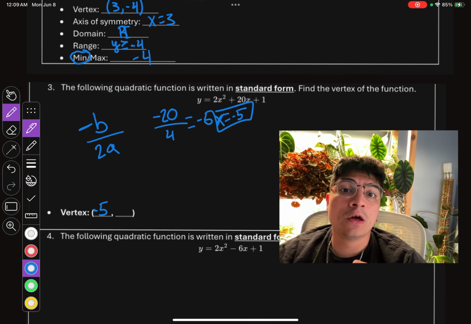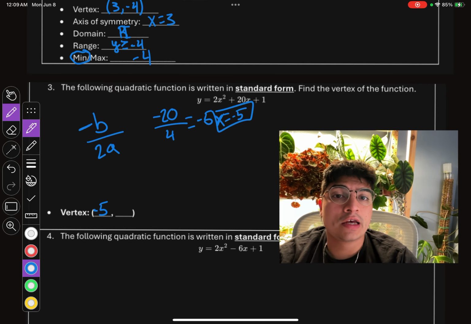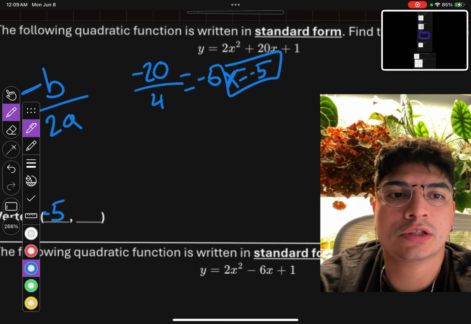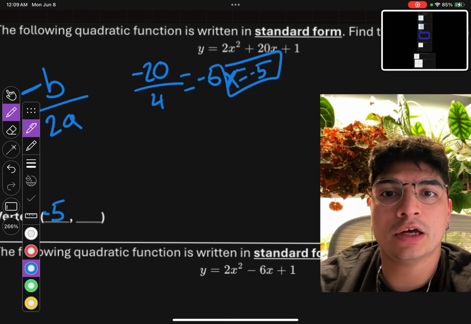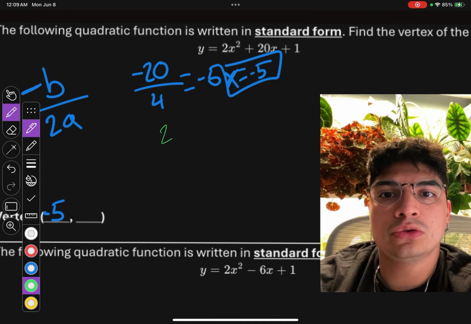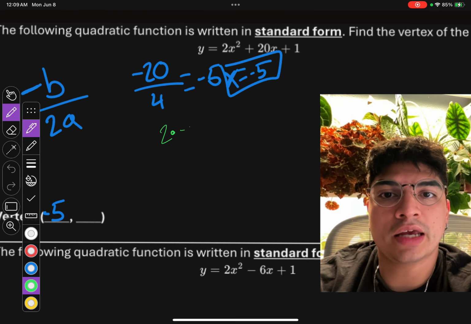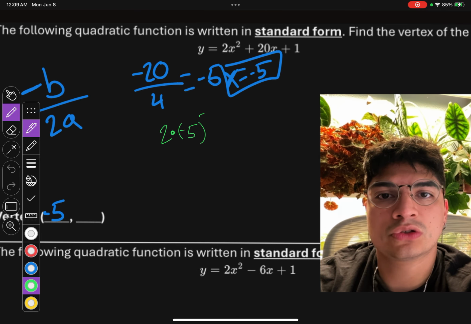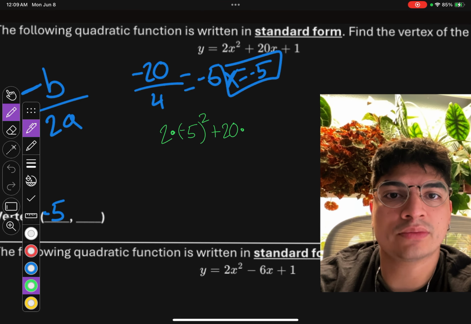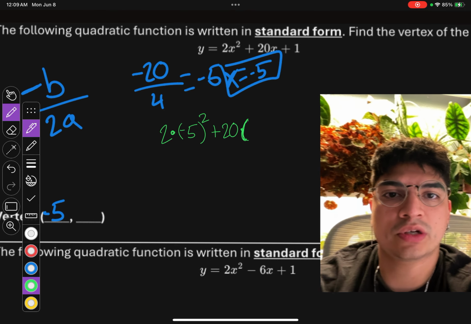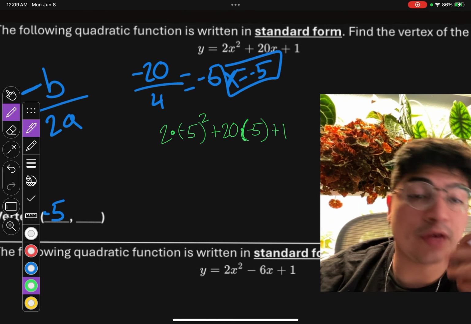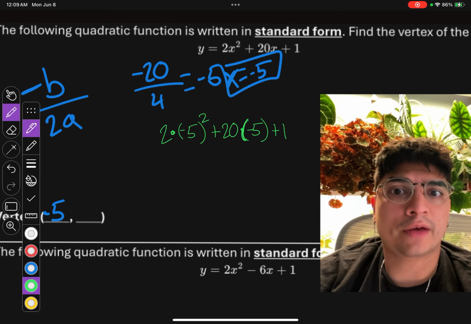Using that -5, we're going to plug it back into the equation and find our y value. I'm going to actually zoom in just a little bit. I'm going to do this in a different color, actually. We would have 2 times (-5) squared plus 20 times (-5), in parentheses, plus 1. So I'm going to just start simplifying.